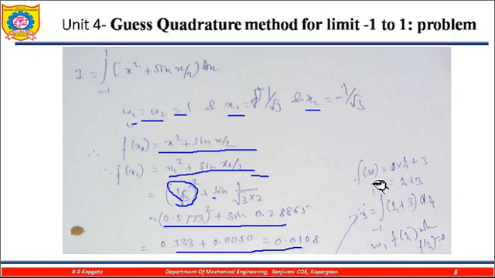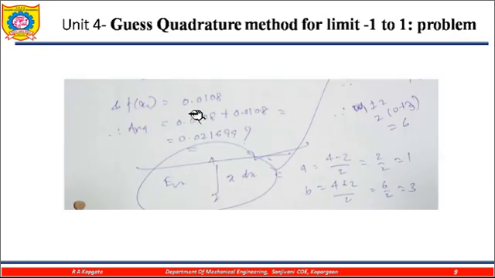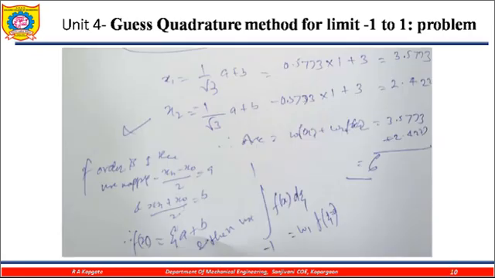Similarly, f of x2, x2 is equal to this one. So the area is equal to the addition of these two, so you are getting this answer. Now let us move. So x1 and x2 are equal to this one. This is the problem if your limits are minus 1 to 1.